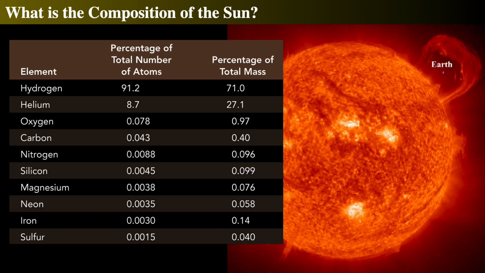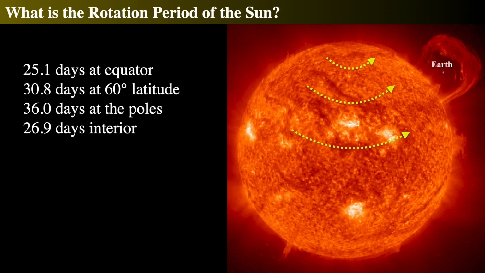And notice what it's made out of. Oxygen and carbon are critical for life. Pretty much everything in there is critical for life except for neon. So these are really interesting things that the Sun is made out of. All right. So, okay, how does the Sun rotate?